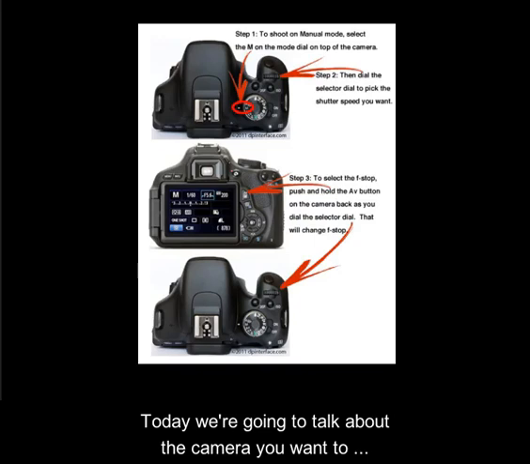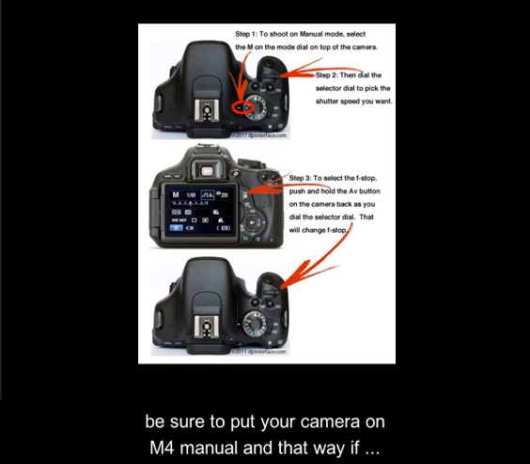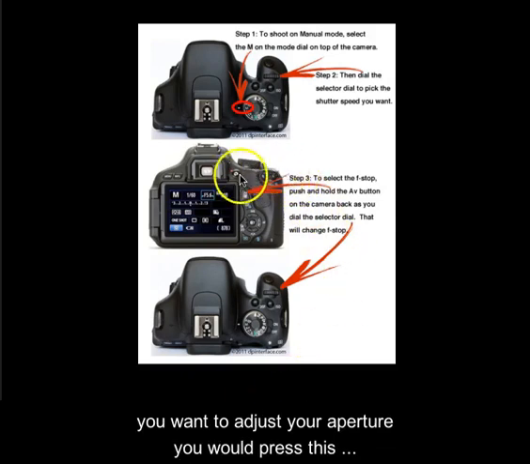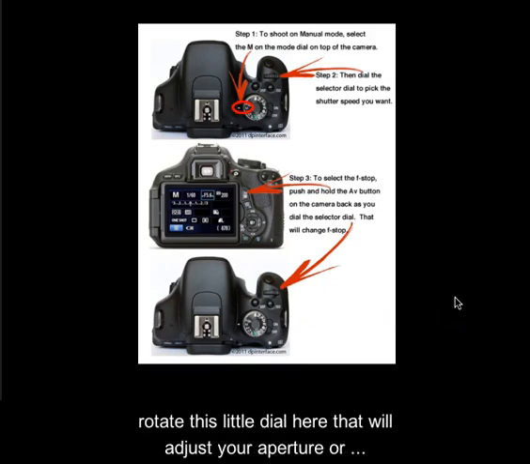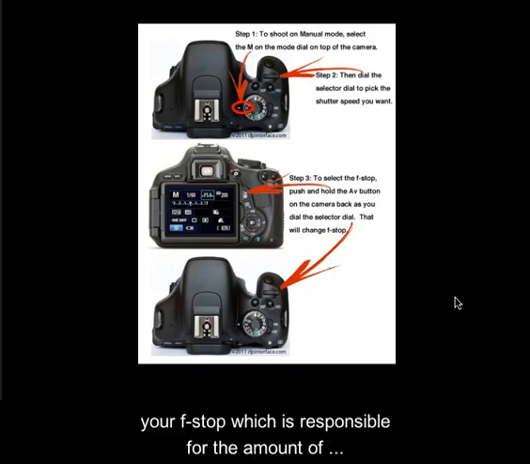Today we're going to talk about the camera. You want to be sure to put your camera on M for manual, and that way if you want to adjust your aperture, you would press this little AV button here with your thumb and rotate this little dial here. That will adjust your aperture or your f-stop, which is responsible for the amount of light that comes into your sensor or your image.